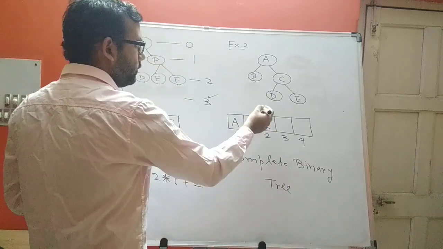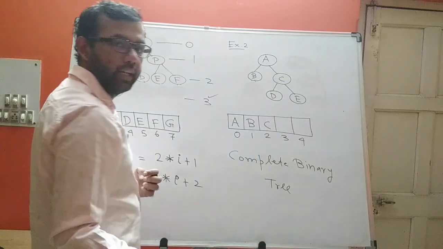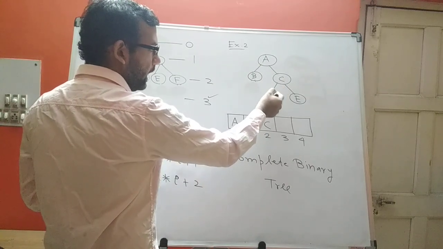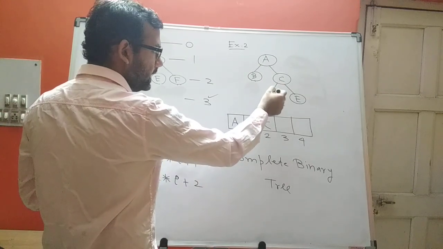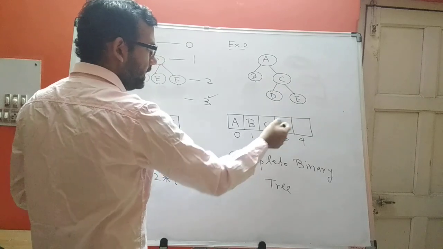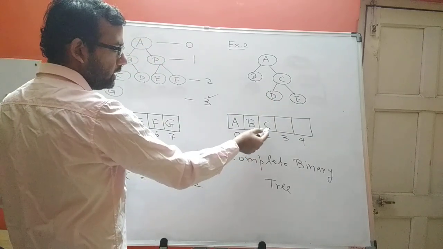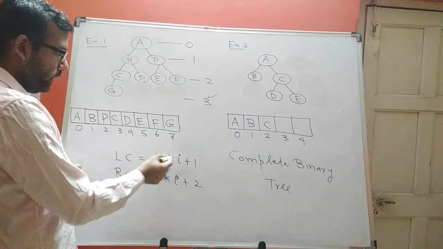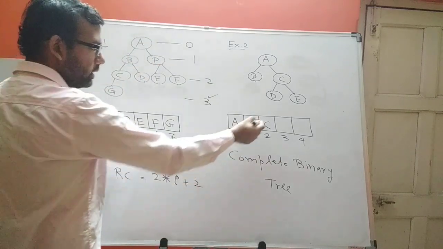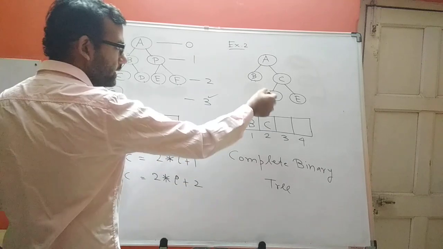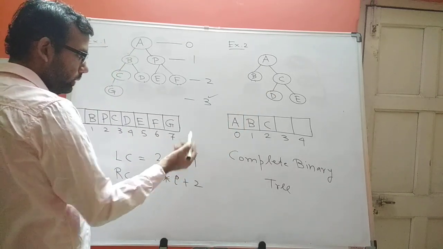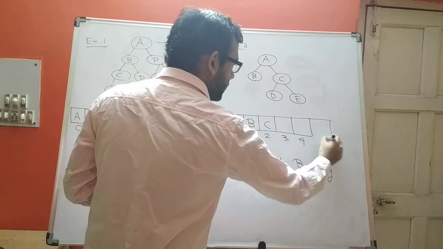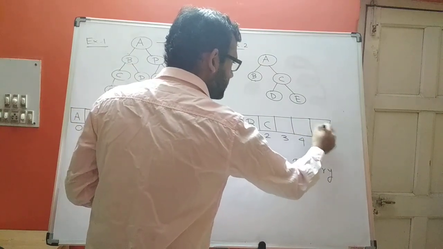Now I want to find the left child index of C, because the left child of C is D and I need to know its position in the array. So what is the index of C? The index of C is 2. So its left child will be at index 2 into I, where I is 2 because the index of C is 2. I substitute 2 in place of I and I get 5. Now I go here at index 5 and insert D.